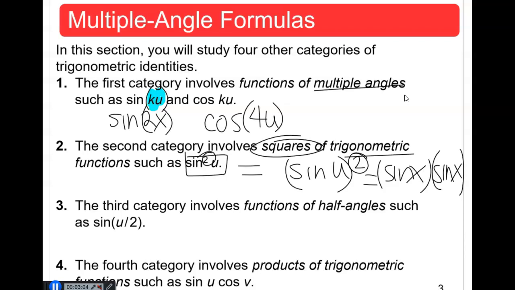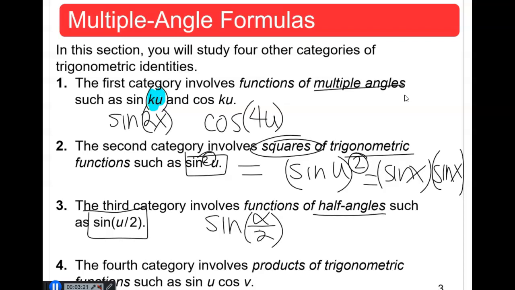The third category, half angles, such as sine of u divided by 2, or for example, something like angle alpha divided by 2, or any other trigonometric function.